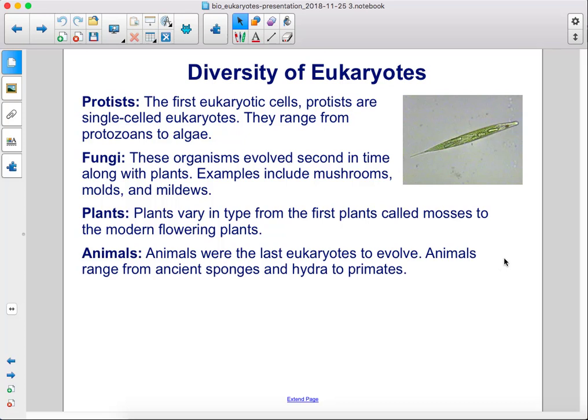Plants. Plants vary in type from the first plants called mosses to the modern flowering plants. Animals. Animals were the last eukaryotes to evolve. Animals range from ancient sponges and hydra to primates.